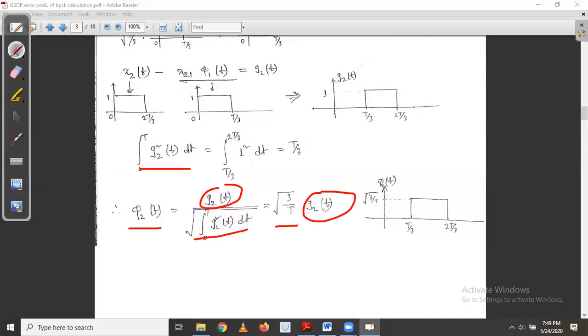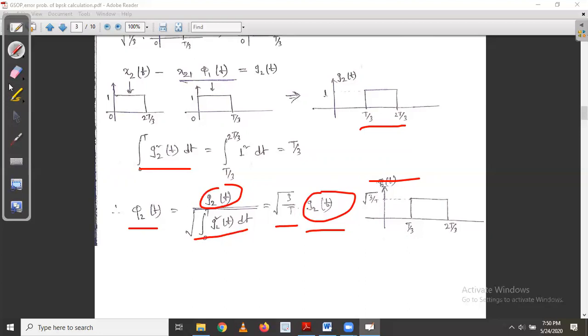So phi 2 is actually now in the range of this. That means in the range, g2 has an amplitude of root of 3 by t, that is your phi 2. That means this is the second basis function. This is the second basis function. Very important process that we are going to follow. Okay.